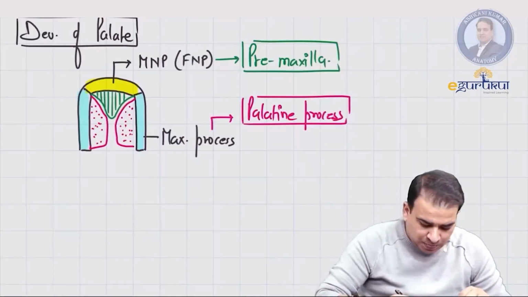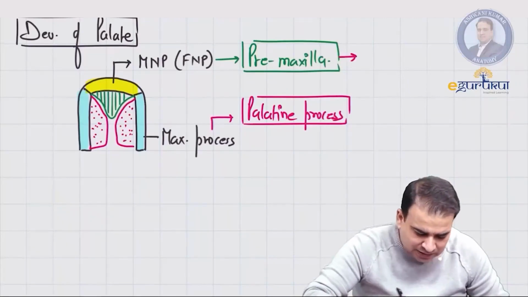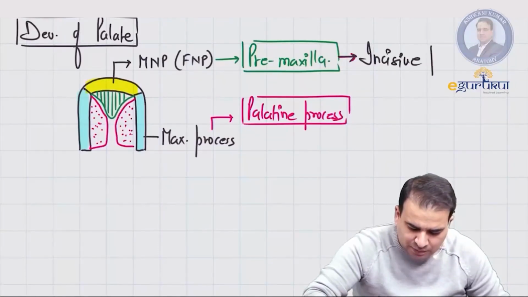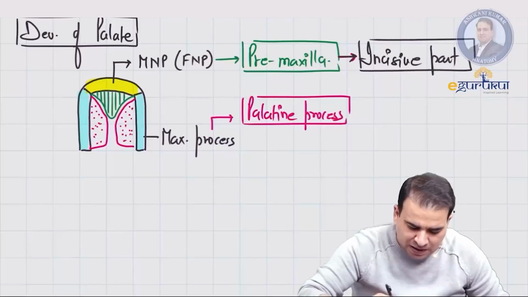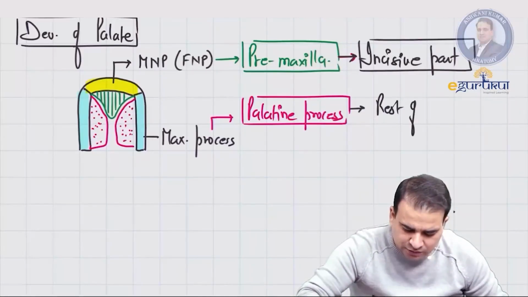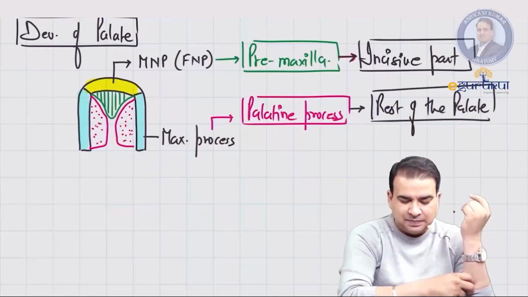But when it comes to this part, that is the most anterior part, or you can say the incisive portion of the palate, the premaxilla will give rise to the incisive part of the palate. And the palatine process will give rise to the rest of the palate. The rest of the palate is by the palatine process of the maxilla.